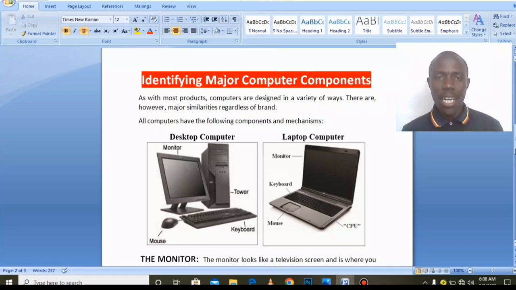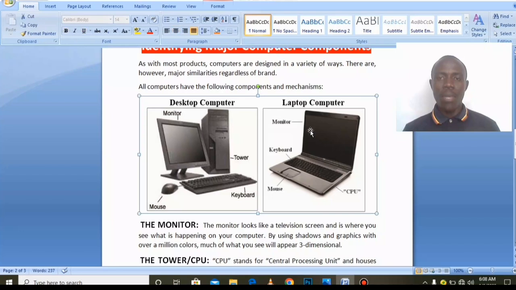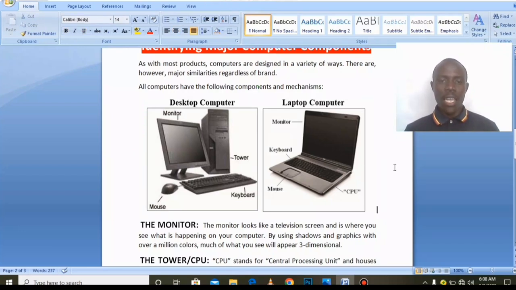How do you identify major components of a computer? As with most products, computers are designed in a variety of ways. There are, however, major similarities regardless of brand. All computers have the following components and mechanisms. In this image, you can see a desktop computer. This is the monitor, this is the mouse, here we have the keyboard, and this one is the tower, or what we normally call the computer system case.